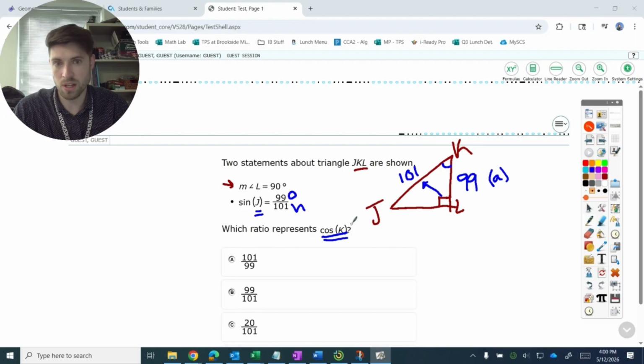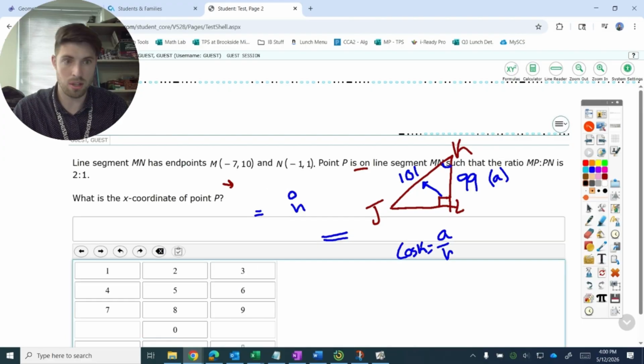With respect to K, 99 is not the opposite anymore because K is adjacent to this side. The 99 is the adjacent, and that 101 is still my hypotenuse. That's still the side across from the right angle. And so cosine of K is going to be equal to the adjacent over the hypotenuse, right? So that's cosine. And in this case, that's going to be 99 over 101. It's the exact same as our sine here. But if you don't draw that image, it's going to be a little bit harder to see what's going on.